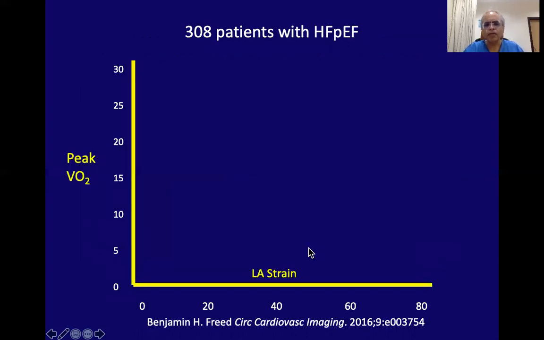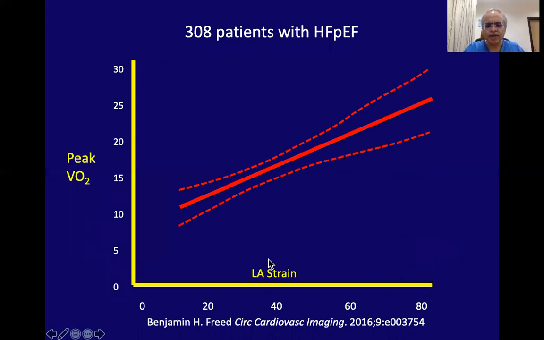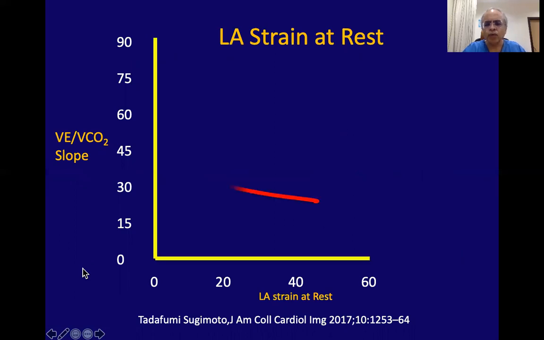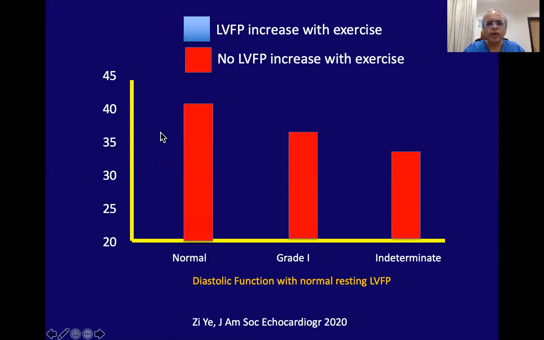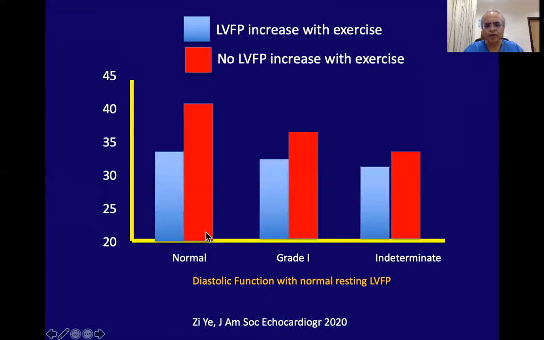Now, long back, Dr. Fried and colleagues showed that as the LA strain reduces, the peak VO2 on exercise reduces almost linearly. So also as the LA strain reduces, the VE by VCO2 goes on increasing. Now, the Mayo Clinic group showed that patients with normal diastolic function or grade 1 or intermediate diastolic dysfunction, if they had a good LA strain, then they do not show increase in LV filling pressure with exercise. However, these three groups of patients, if they have a lower LA strain, they show increase in the LV filling pressure with exercise.